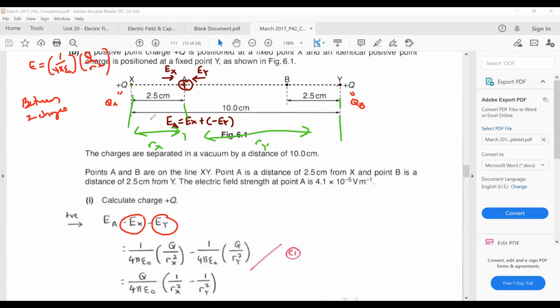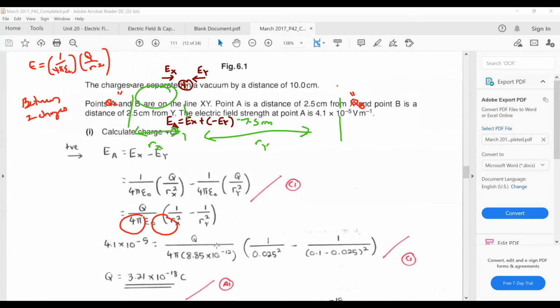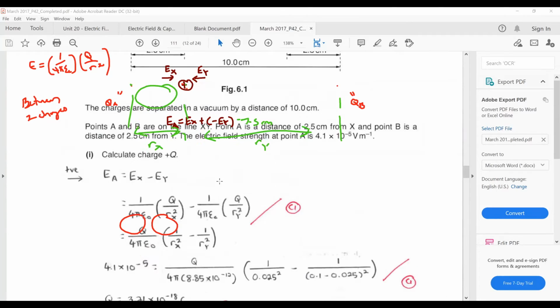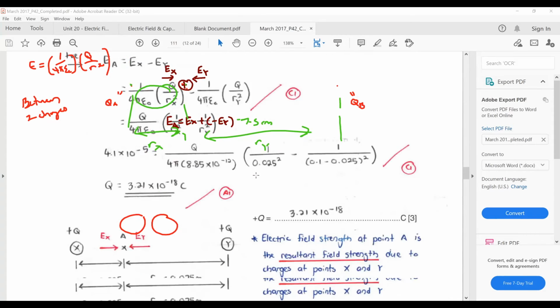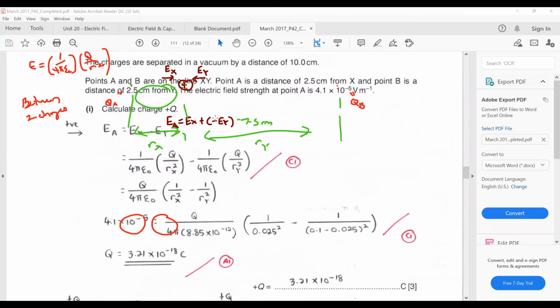So your Rx is 2.5 centimeter. Your Ry is 10 minus 2.5. You get 7.5 centimeter. So eventually when you do it, you make sure you change your answers to meter. Remember to square your answers. Eventually you get your answer Q as 3.21 times 10 power minus 18 coulomb. Okay, so you get the answer as that.